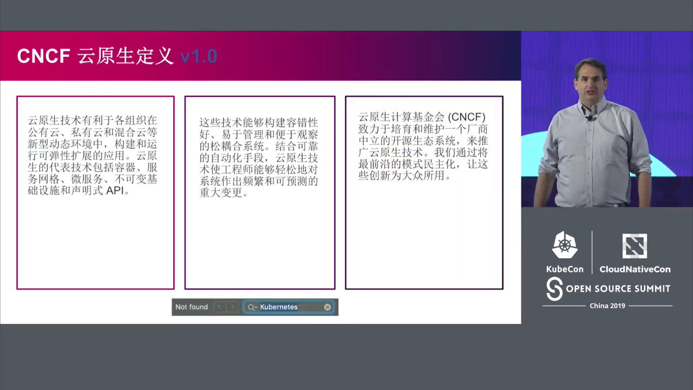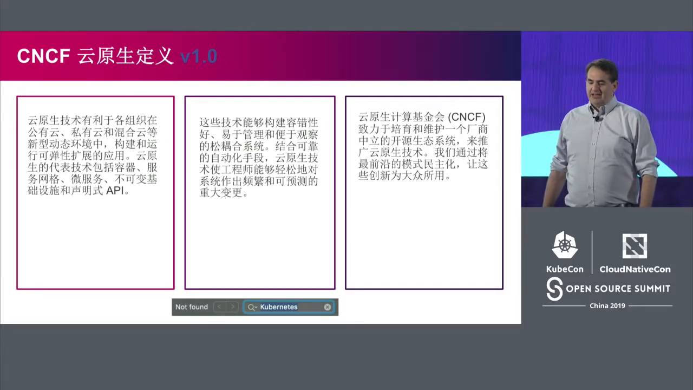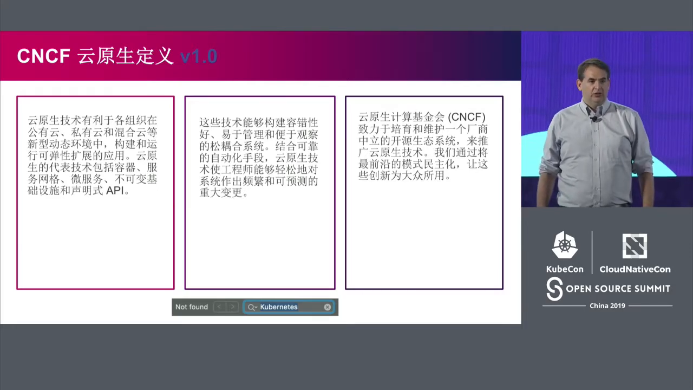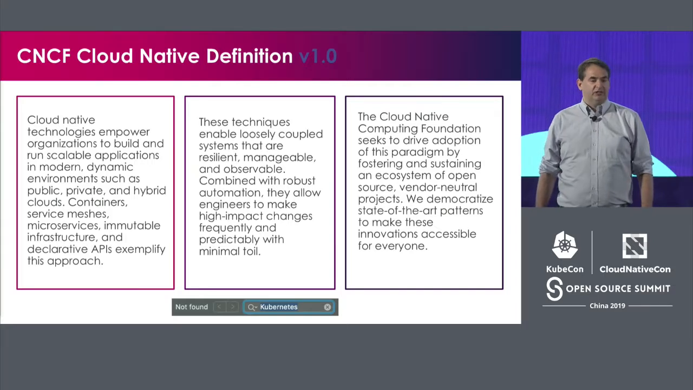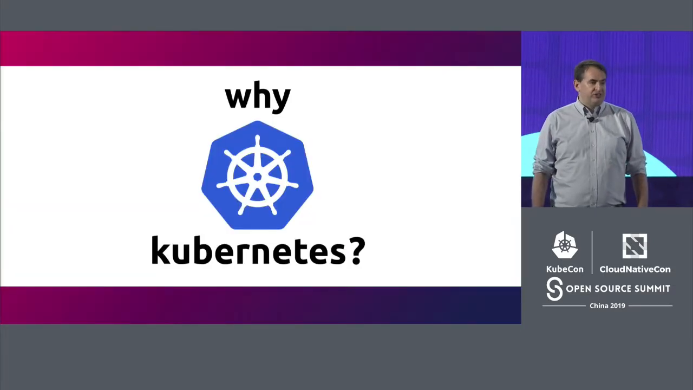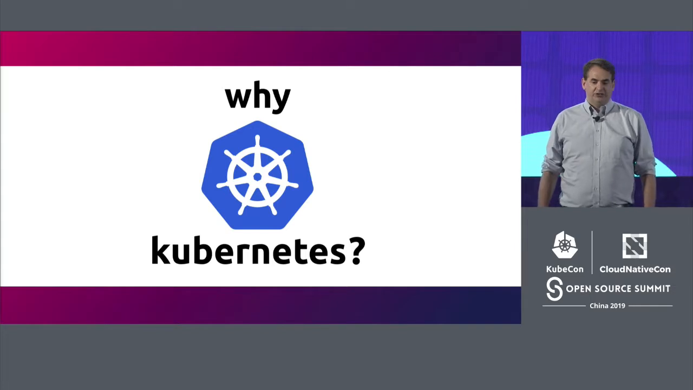One word that's not included in the definition is Kubernetes. That's because Kubernetes is a leading cloud-native implementation, but certainly not the only one. So why are we at KubeCon and not a conference about a different cloud-native platform? Or more succinctly, why Kubernetes?